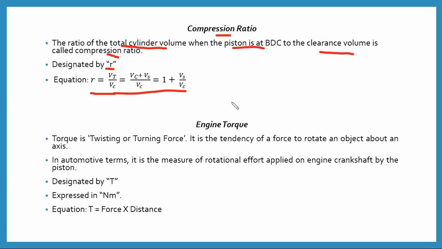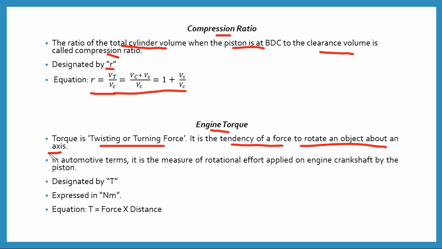Then another parameter is known as the engine torque. The torque is basically a twisting or turning force. It is basically the tendency of a force to rotate an object about an axis. As it is a turning force, it tends to rotate an object with respect to an axis.